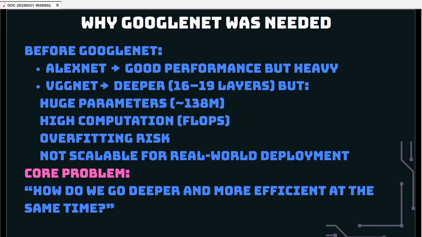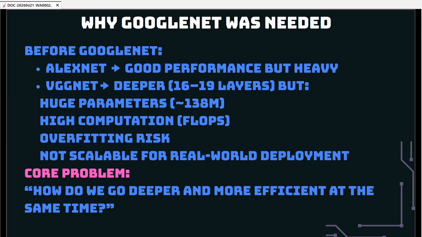It had excellent accuracy, but there was a major problem. VGG had around 138 million parameters. This caused huge memory requirements, slow training, high computational cost, and greater risk of overfitting. Researchers asked, can we build a network that is deeper but computationally efficient?